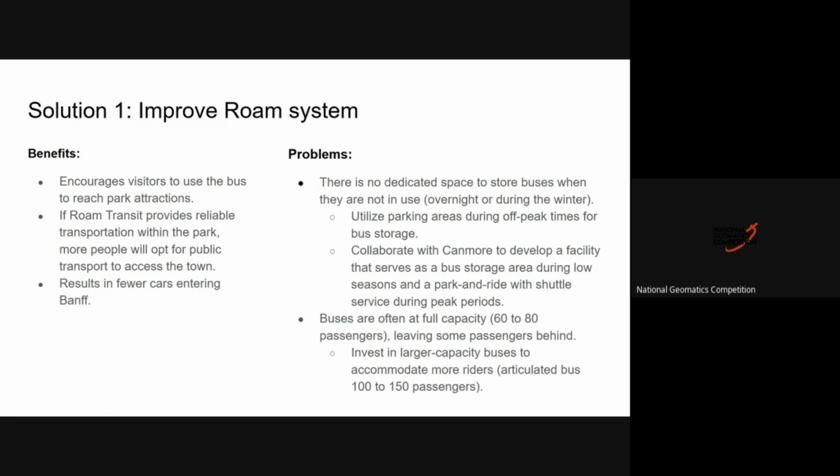Also, as I said, the buses are often at full capacity. The capacity of the buses right now is around 60 to 80 passengers, and some passengers are left behind. That can be really frustrating for the visitors as well as the residents that rely on the bus to go to work, for example. So a solution is to invest in larger capacity buses to accommodate more riders. For example, the articulated bus can hold up to 150 passengers.